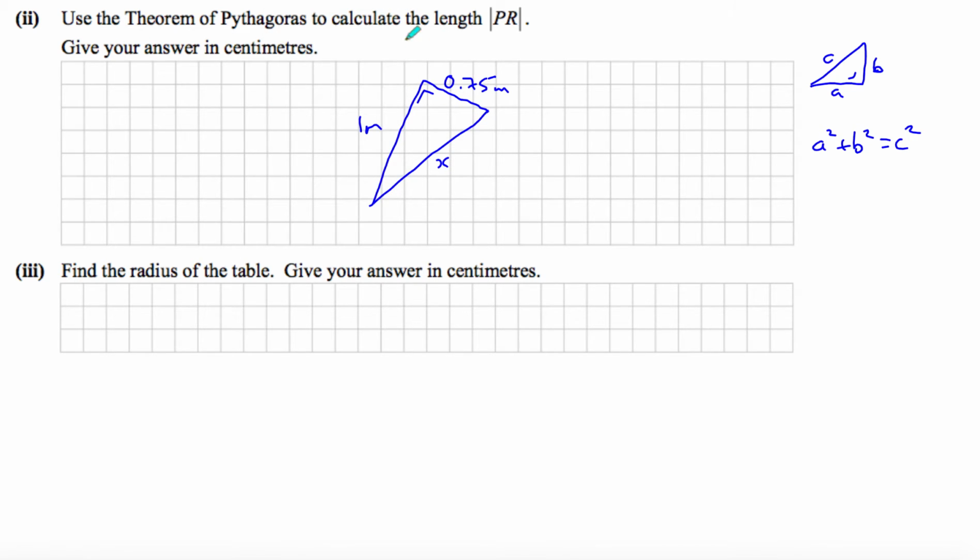So you're just going to match up the X is the hypotenuse, which is the C. The 1 metre here can be our A value, and the 0.75 could be our B value. So we're just going to plug these values now into the formula. So A squared plus B squared, so the green squared plus the blue squared, so that's 1 squared plus 0.75 squared will be equal to X squared, the yellow squared.